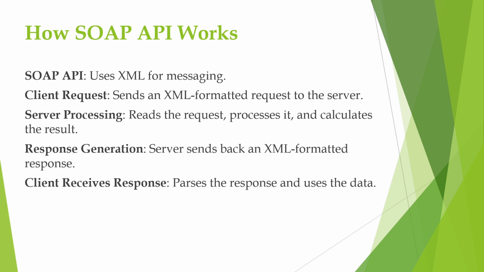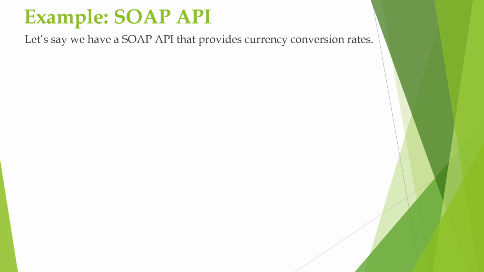The client receives this SOAP response. The client who is using this application gets the response in the required format. The client application parses the XML response and uses the information as needed. Now let me take an example to tell you how SOAP APIs work.